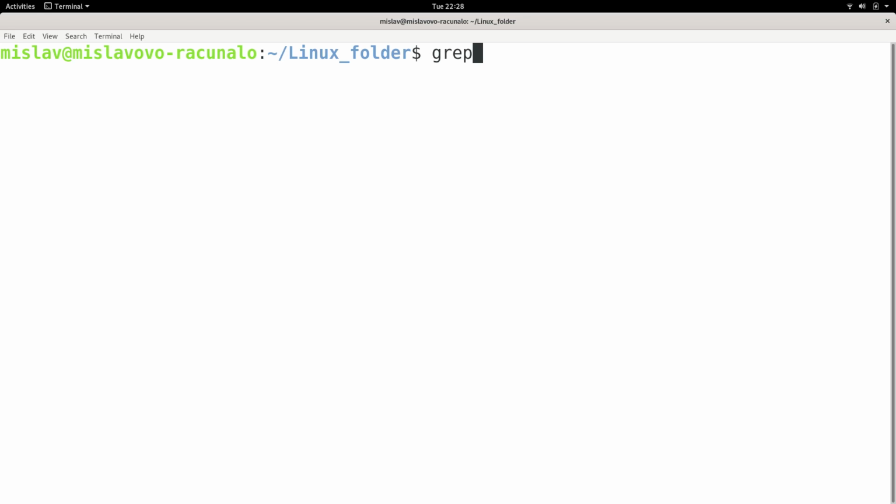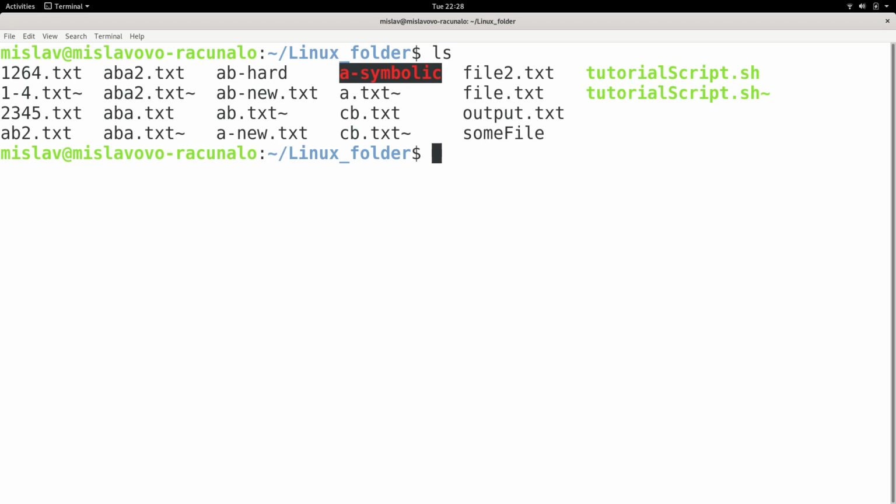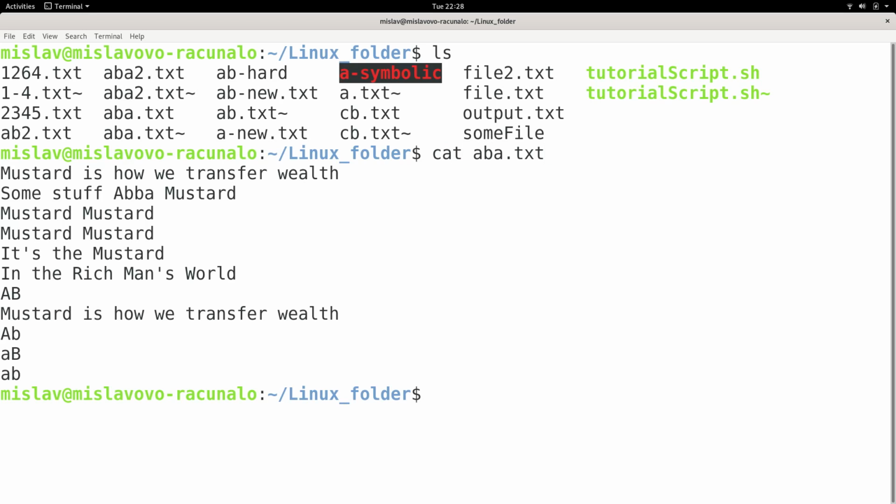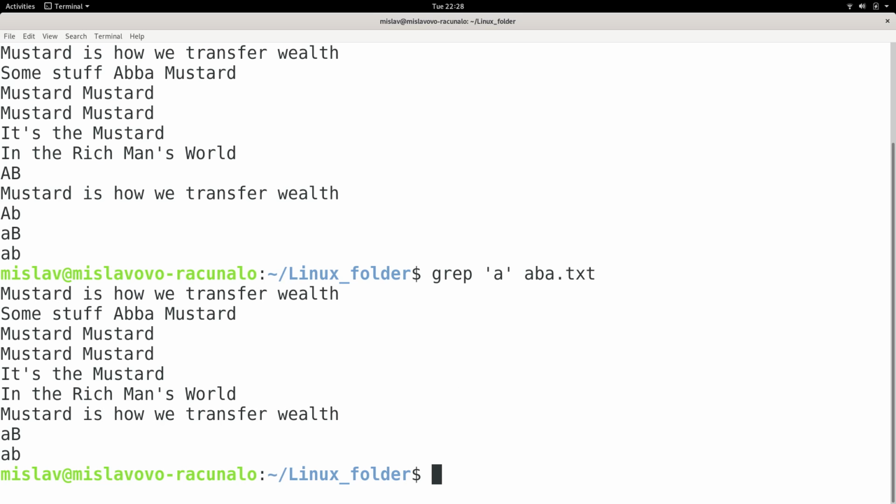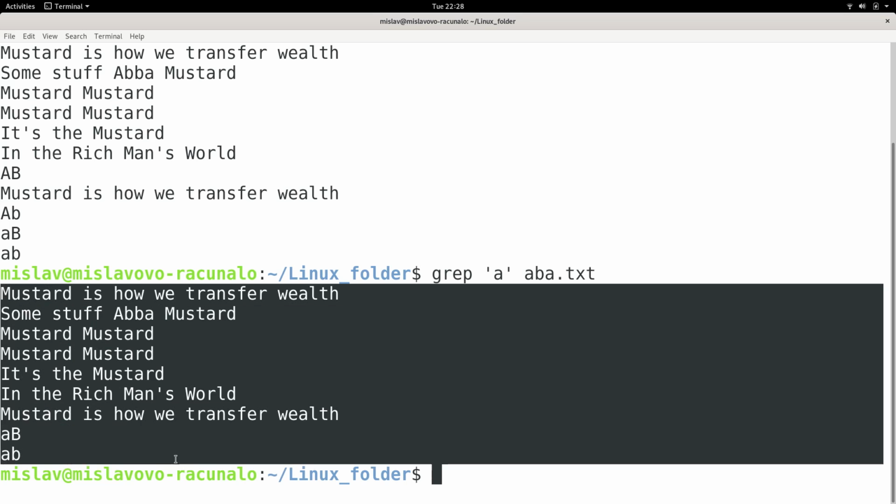If you wanted, for example, to use the ls command and pick a file, let me pick aba.txt. I think that's going to be a great choice. These are the contents of the aba.txt file, and we are going to experiment on that file. If I said, give me all the lines that have a letter A, I would type it like this, press enter, and get all of the lines that contain the letter A.